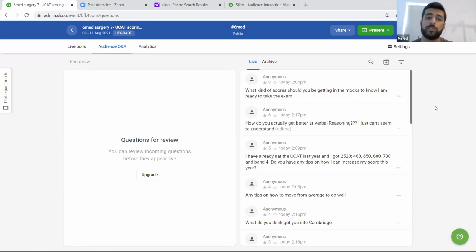As long as you understand that it may not go exactly the same as your mocks in the actual exam, and you feel like you've got to the point where you're familiar with the question types. So that's my very long rambling answer to that question, but I hope that's useful.